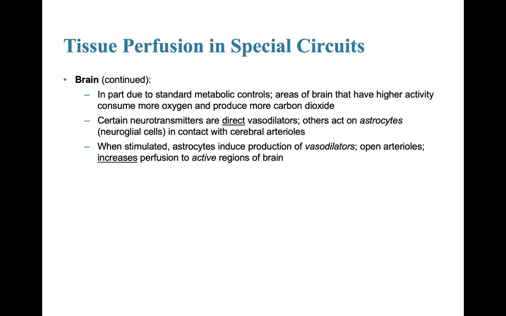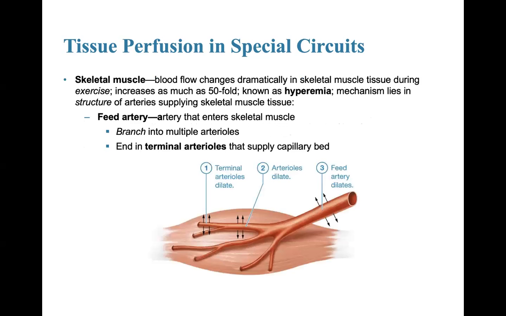This is in part due to standard metabolic controls. Areas of the brain that have higher activity consume more oxygen and produce more carbon dioxide. Certain neurotransmitters are direct vasodilators themselves. Others act on the astrocytes, which are part of the neuroglial cells, in contact with the cerebral arterioles. When stimulated, the astrocytes will induce the production of vasodilators, opening up the arterioles, increasing the perfusion to the active regions of the brain.